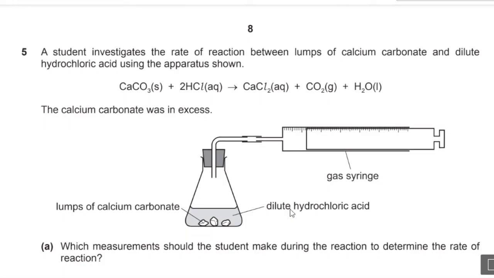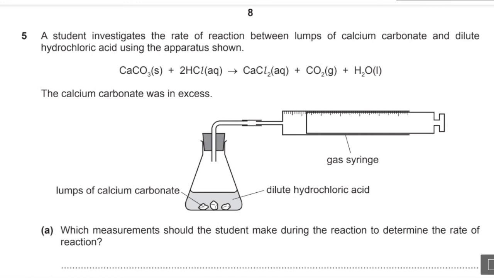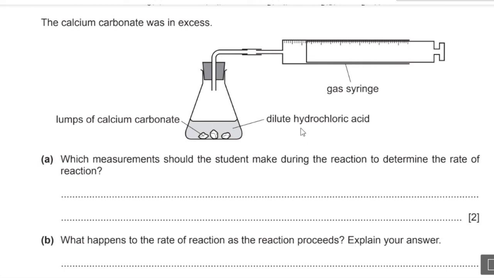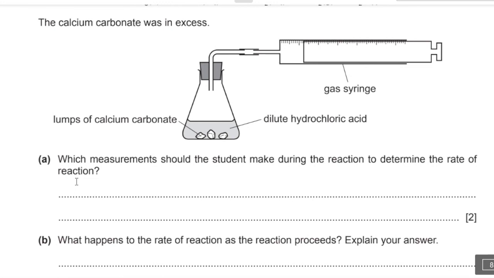and sodium carbonate would be formed using the same method. 5. A student investigates the rate of reaction between lumps of calcium carbonate and dilute hydrochloric acid using the apparatus shown. So calcium carbonate was in excess. That means dilute hydrochloric acid has to be the limiting reagent. A. Which measurements should the student make during the reaction to determine the rate of reaction? So here you need to take the volume of gas, which is carbon dioxide in this case, that is produced by the reaction, and the time taken for the gas to form.